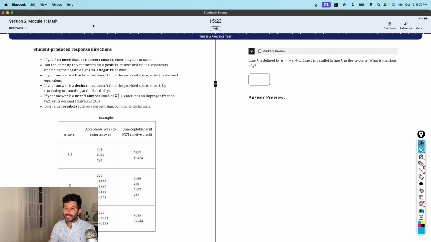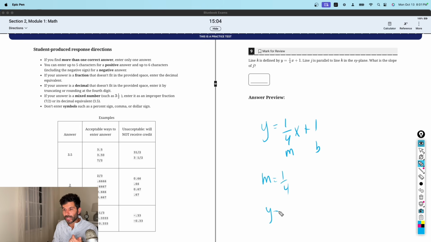So line K, again, you have a y equals mx plus b equation. And we love when things are in y equals mx plus b. Why do we love it? Because the slope and the y-intercept are handed to us on a silver platter. So you know that this is my m and this is my b. So my slope is 1/4 and my y-intercept, just in case we need to reference it, is 0, 1, okay?